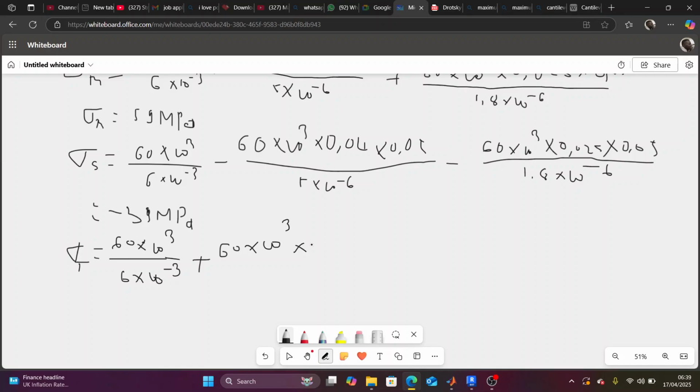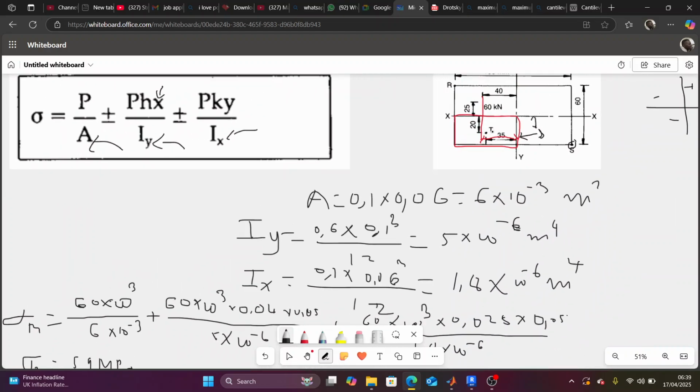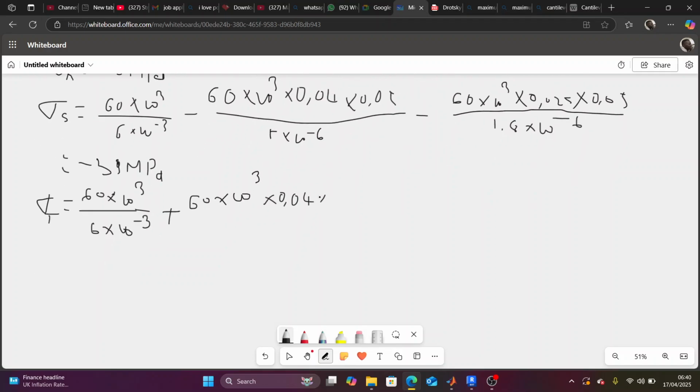The moment arm is 0.04. It's not changing. But what is changing here is the x distance. How do you get the x distance? It is simply where T is to y. What is that distance? 35. That's why you see times 0.035. Everything divided by the area, 5 times 10 to the minus 6.